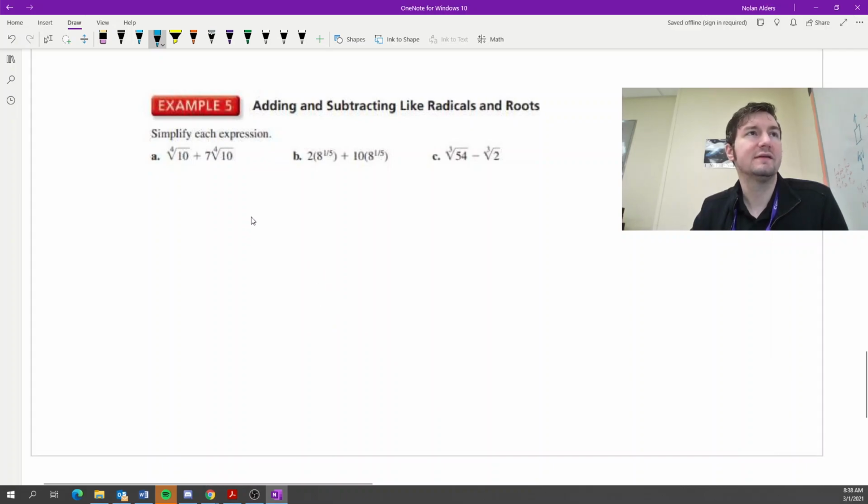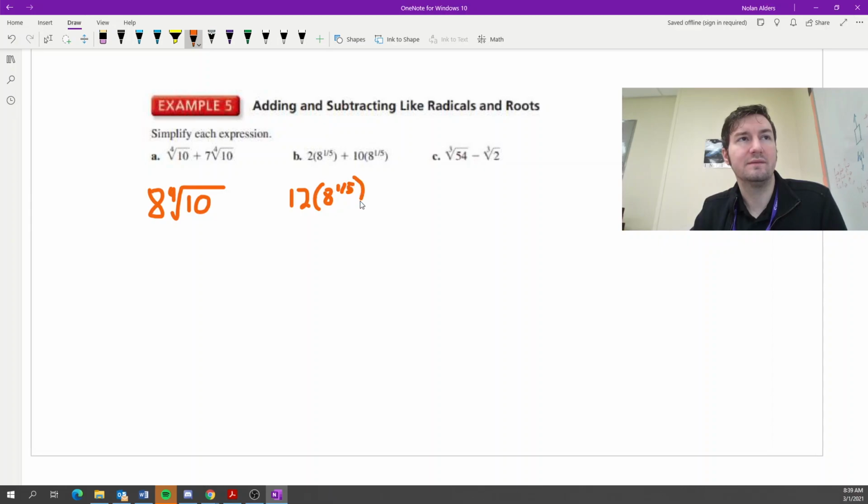All right, last problems we're going to look at here. We can combine some terms. So notice if we have the same exact radical on both terms, we can combine those terms. So we have 1/4 root of 10 and 7/4 roots of 10. So we can combine them to where it's just 8/4 roots of 10. Same thing here. We have the same exponents, 8 to the 1/5, 8 to the 1/5. So we can combine them. 2 plus 10 is 12. 8 to the 1/5. So that's kind of the main idea there.